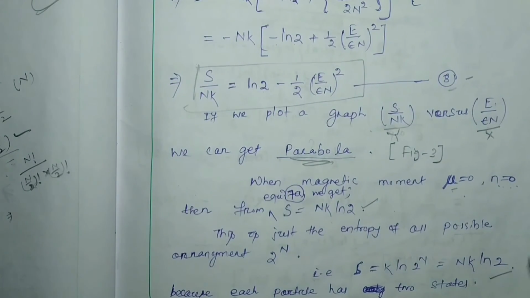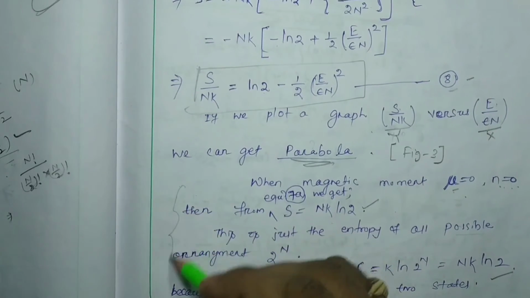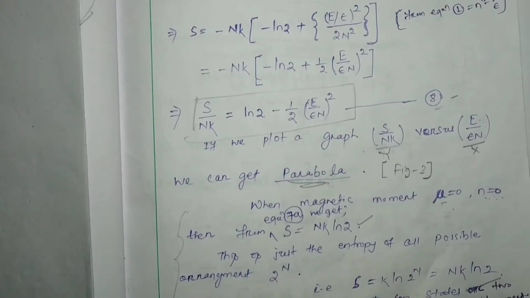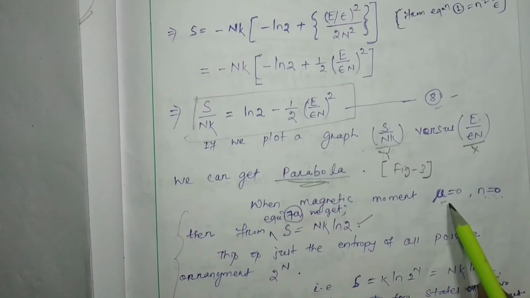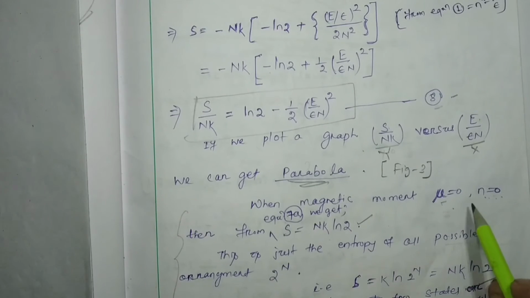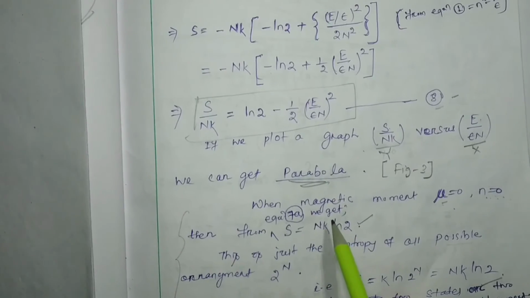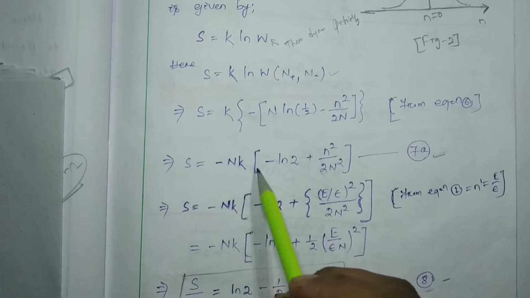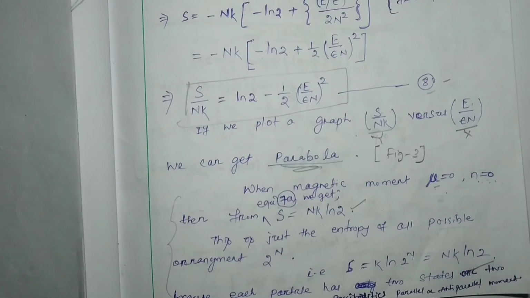So when magnetic moment mu equal to 0, this is most important. These 3 to 4 lines are very much important. Carefully you have to watch. Now when magnetic moment is 0, mu equal to 0, that means n also will be equal to 0. Then from equation number 7a, if I put n equal to 0, then S will be equal to plus nk ln 2. So what is the meaning of mu equal to 0 and n equal to 0? Here you can see.